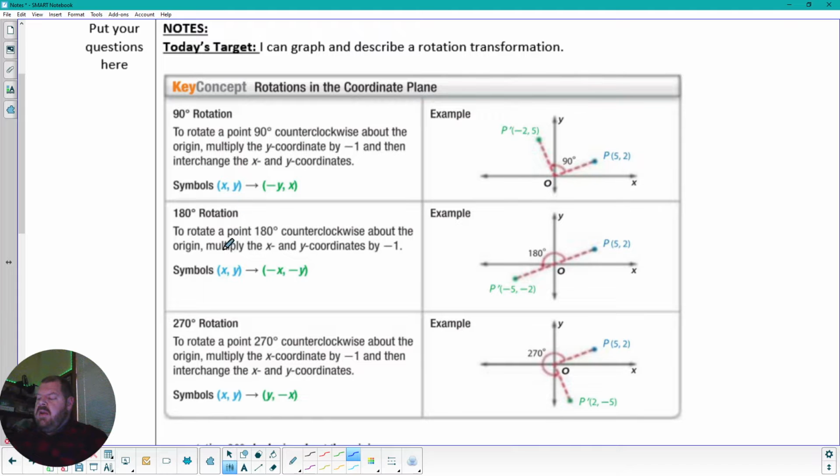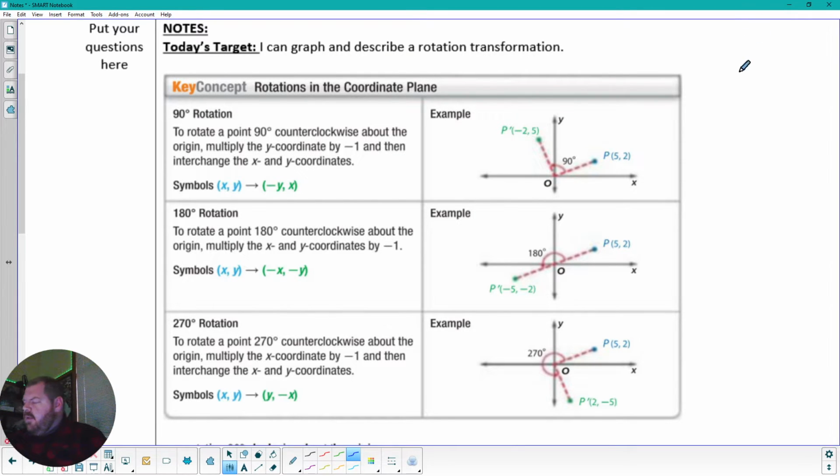We have 90 degree, 180 degree, and 270 degree. Basically, it's a rotation of three different right angles. It's one right angle for 90 degrees, two right angles for 180 degrees, and three right angles for 270 degrees. And it's always a rotation in a single direction, and that is counterclockwise.